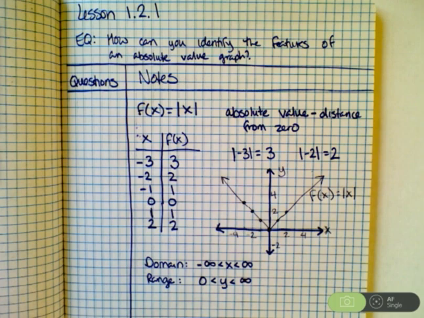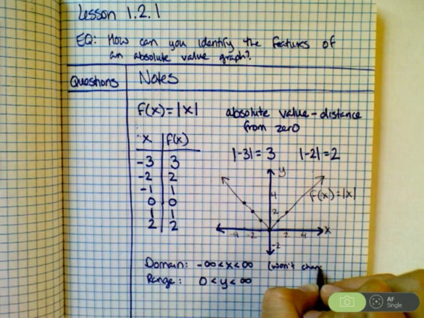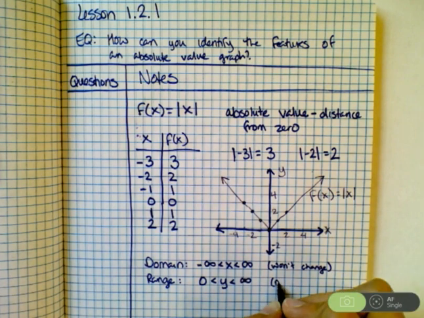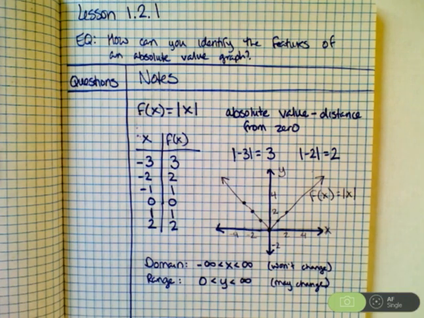And again, that's the domain and range just for this basic absolute value function. Once we start moving them around, we'll see that the domain will never change, but the range will change. And I'll just note that here. It may change depending on what other functions we're looking at.